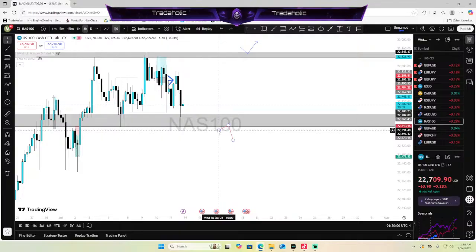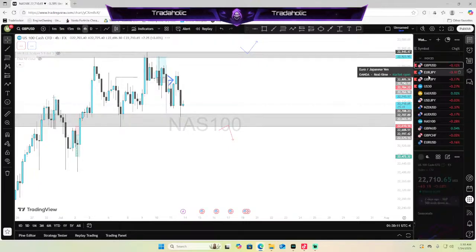For me to trade NQ or NAS 100, whatever you want to call it, for me to trade NASDAQ, I need to break out of the range to the downside or break out of the range to the upside on the higher time frames. And this looks like it's not going to happen right now. So no need for me to be looking at it if it's not going to happen right now.